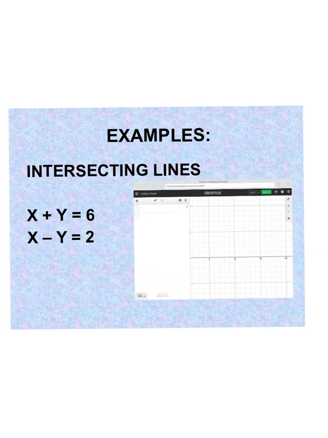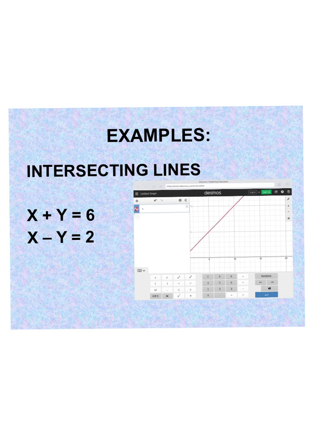All right, so to find the solution to this particular system, I'm going to go to my calculator and type it in. x plus y is equal to 6. The second equation I'm going to type in is x minus y is equal to 2. And I can see that these are intersecting lines. To get the solution, I'm going to click on the point where the two lines intersect. And when you do that, you're going to find that that is the ordered pair 4, 2.